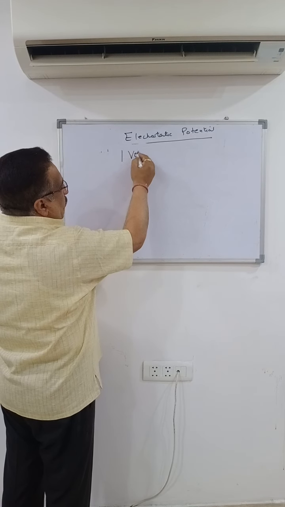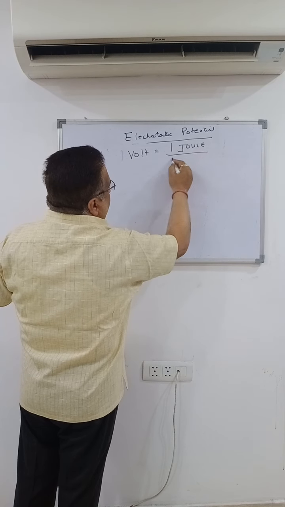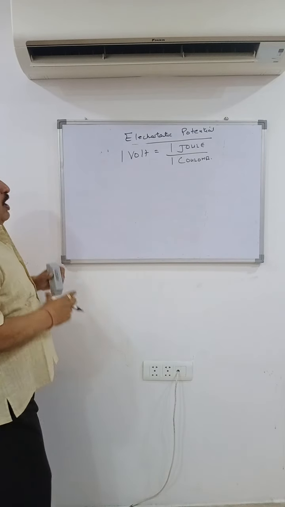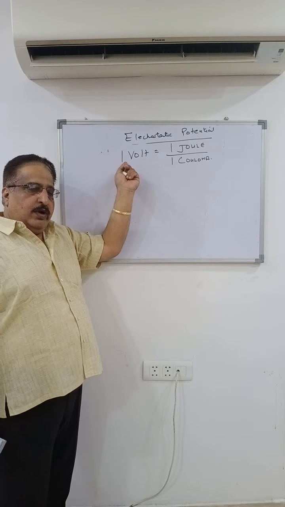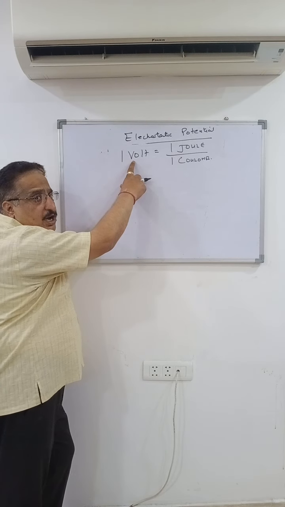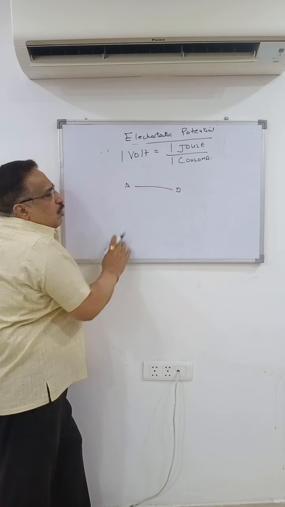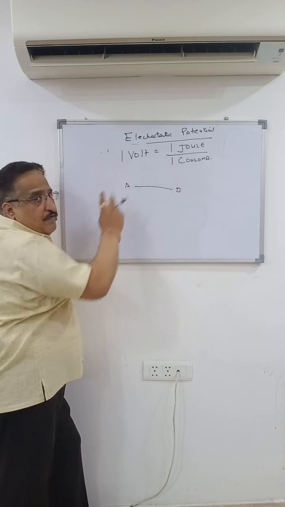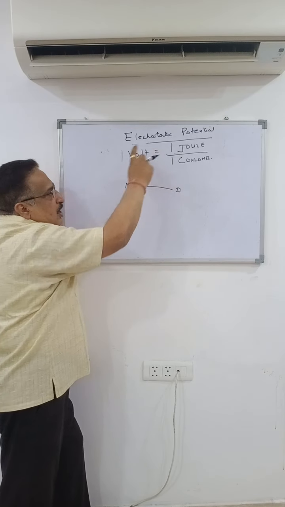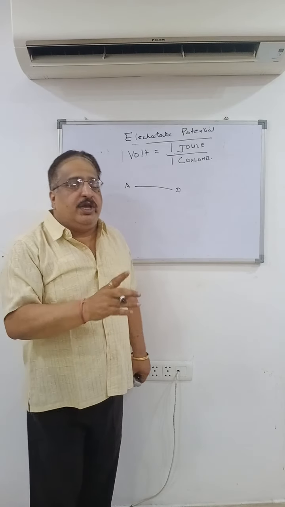1 volt is equal to 1 joule upon 1 coulomb. How can you define 1 volt? To define 1 volt, you will say 1 volt is the potential difference between 2 points, when 1 joule of work has to be done to move 1 coulomb charge from one point to the other.